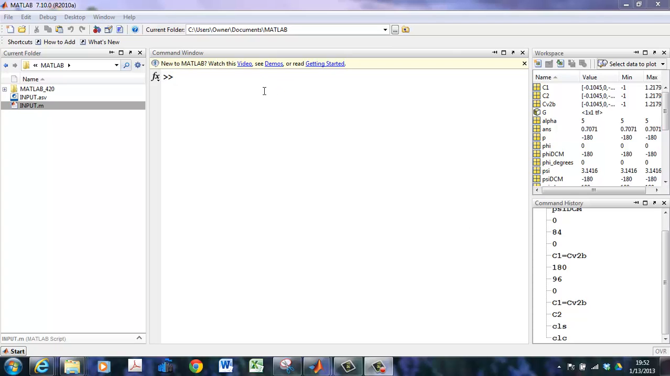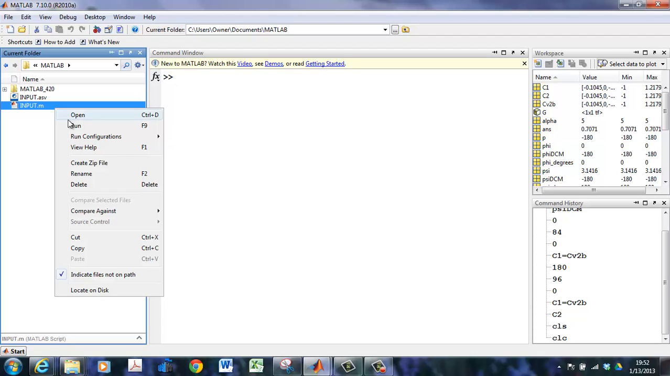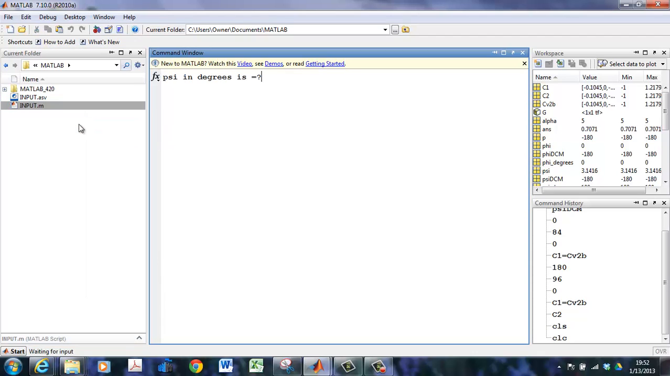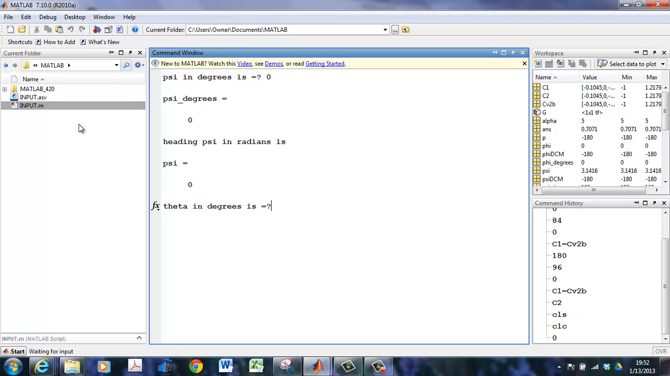So our aircraft is going to do a loop, and we're going to run this input macro. Our initial heading is north as he starts the loop, so our heading is going to be 0 degrees. And our initial theta is level. And our initial roll angle is also 0 degrees.